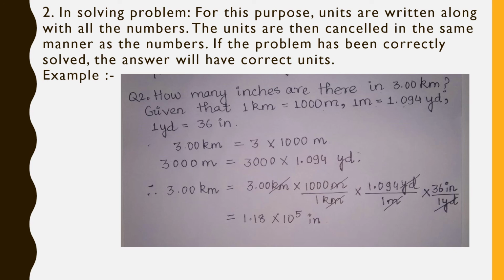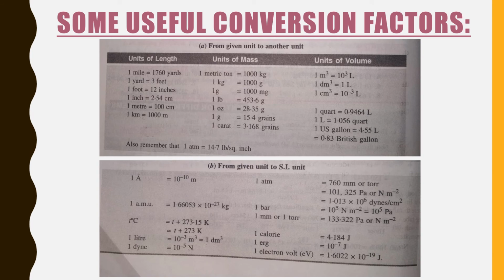by the unit factor method. These are some useful conversion factors you can see here. The first one is from a given unit to another unit. Some units of length are given, some units of mass, and some conversion units of volume are given. You must be getting all these in your books. In part B, from a given unit to an SI unit, the first one is 1 angstrom, which is equal to 10 to the power minus 10 meters, and meter is the SI unit of length. Like this, some useful conversion factors are given.